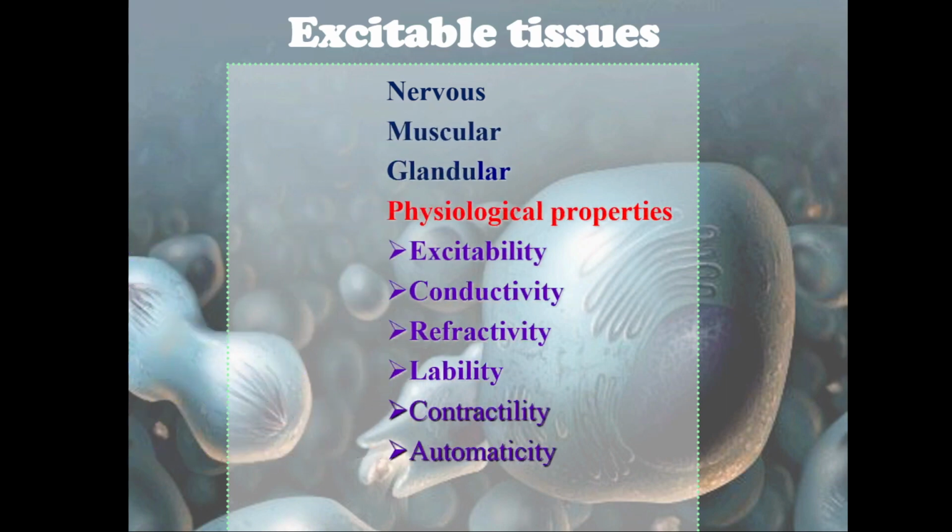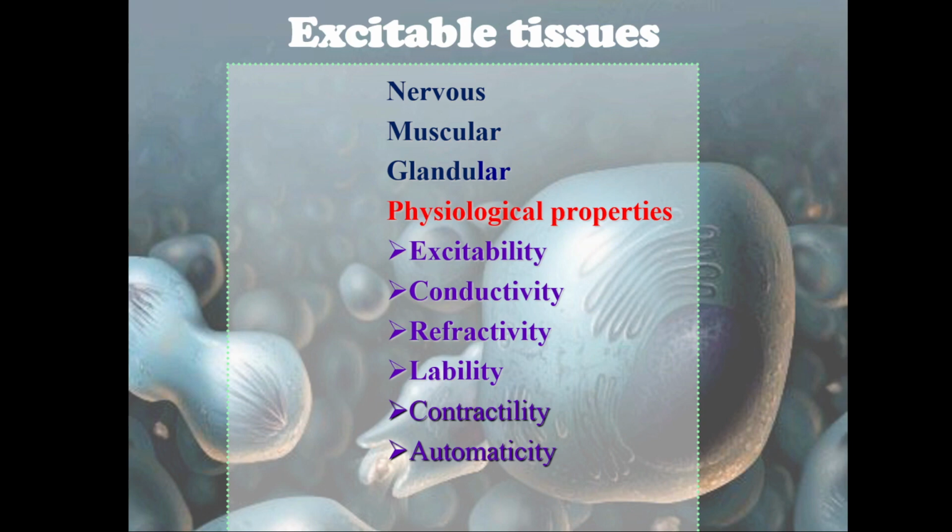And finally, we are going to begin our discussion about the physiological properties of excitable tissues. As you see here, nervous, muscular, and glandular tissues are said to be excitable tissues because they are capable, in response to stimuli, of rapid changes in membrane potential and of generation of an action potential.